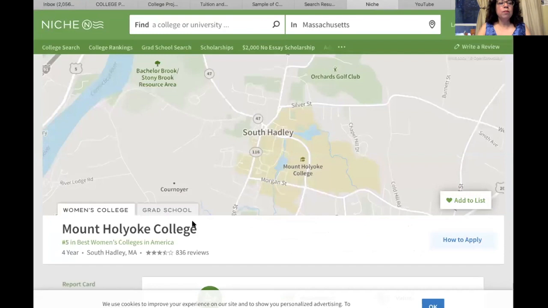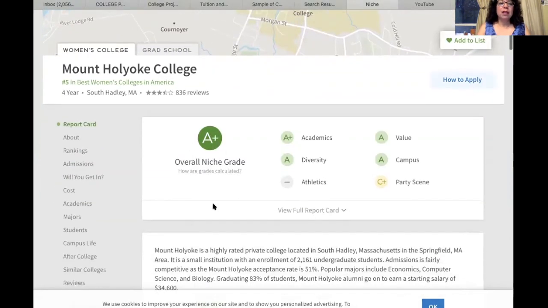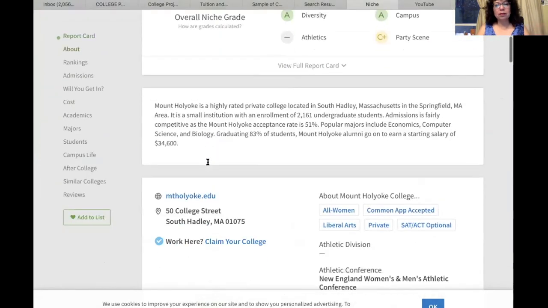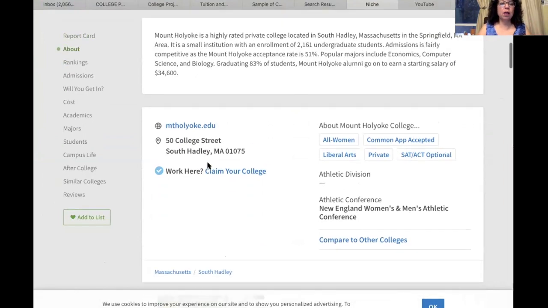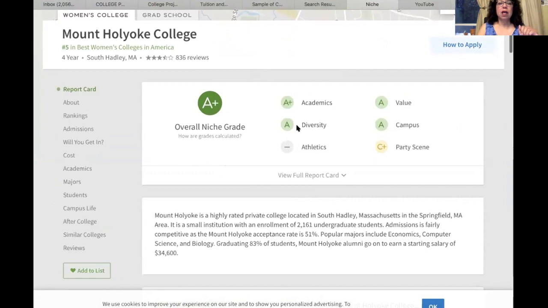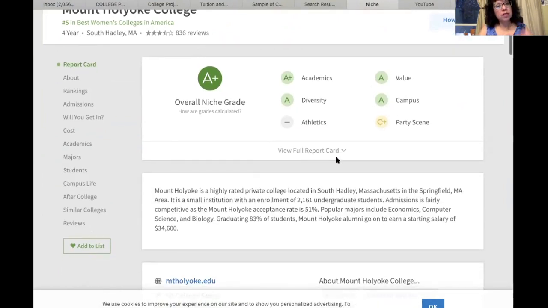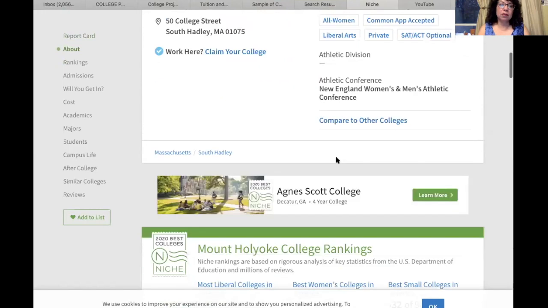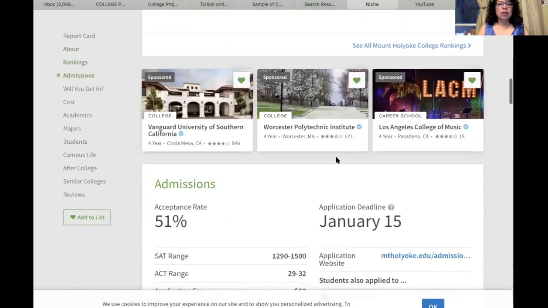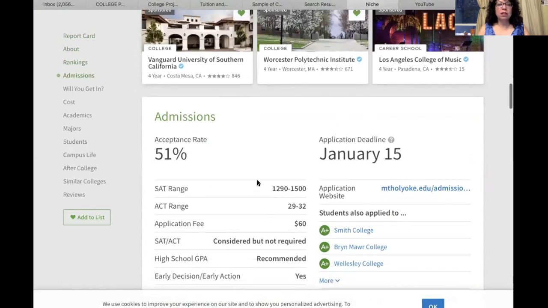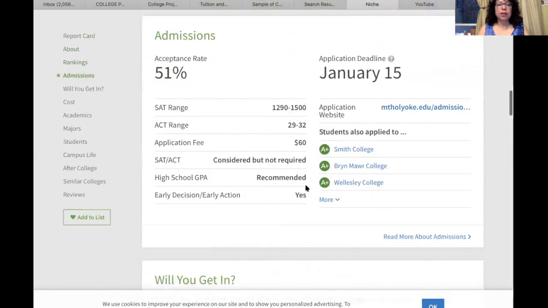Okay, and now we're going to look through this. Niche gives it a grade compared to other universities. What level is this? Diversity, they get an A. Academics, A+. Party scene, C+. So obviously not a great party scene, but some of you don't want that. You want to go to a really cool college where there is a lot of studying. So we're going to skip all of this. Admissions rate is the same. Application fee is the same.